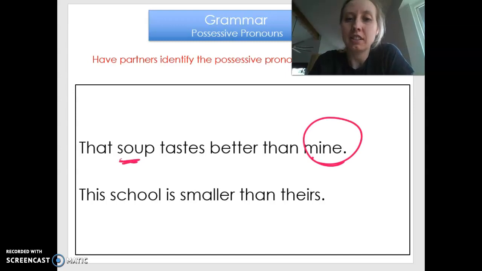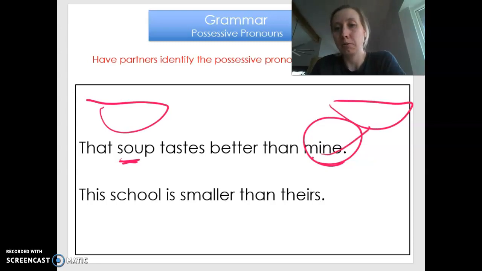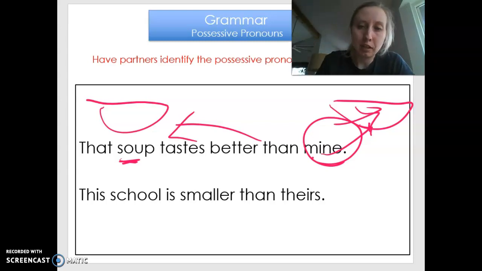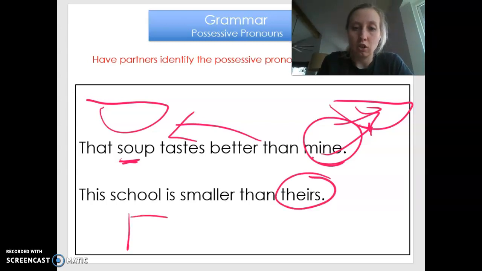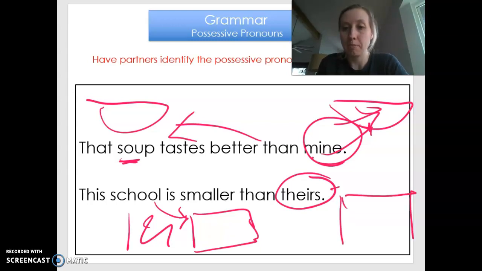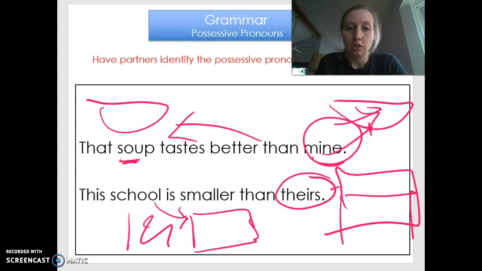That soup is better than my soup. Here's the soup, this is my soup. So that soup is better than my soup: mine. Okay, one more. This school is smaller than theirs. The answer would be theirs. Here's this school, and it is smaller than theirs. Their school must be really big. There's their school. So this school is smaller than theirs, and it's their school.